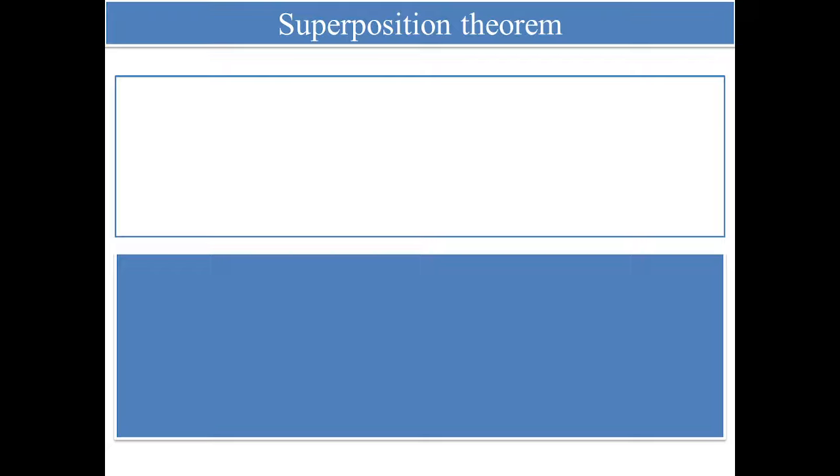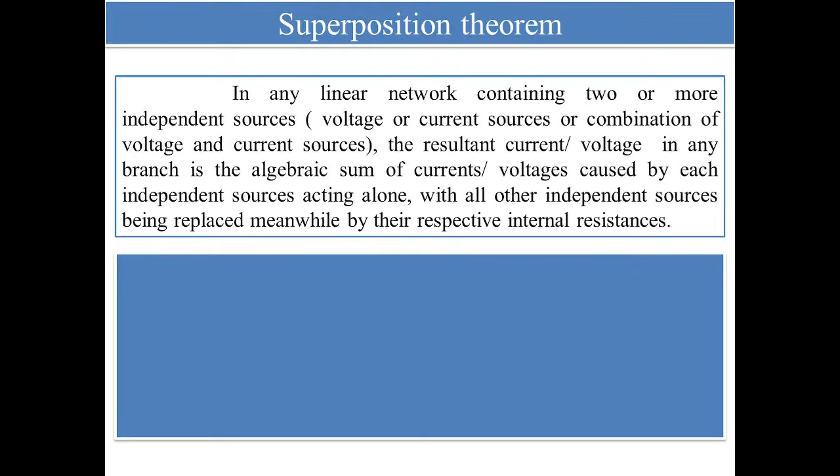So first we'll start off with the procedure and the definition. Before understanding the procedure, let us start with the definition. In a linear network containing two or more independent sources, that is voltage or current sources or a combination of both, the resultant current or voltage in any branch is the algebraic sum of the currents or voltages caused by each independent source acting alone, with all other independent sources being replaced meanwhile by their respective internal resistances. So this is the definition of superposition theorem.